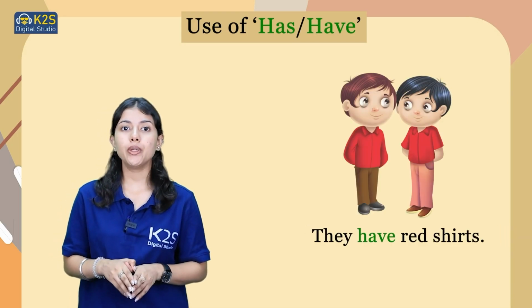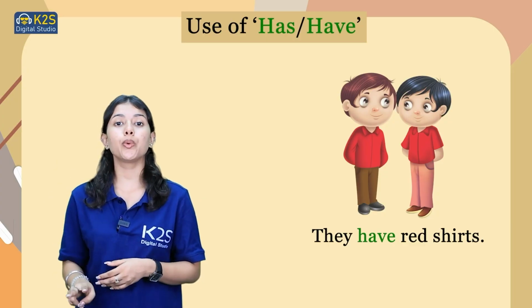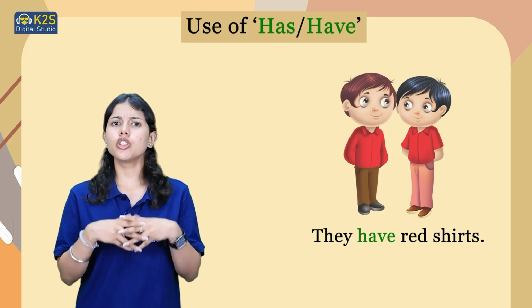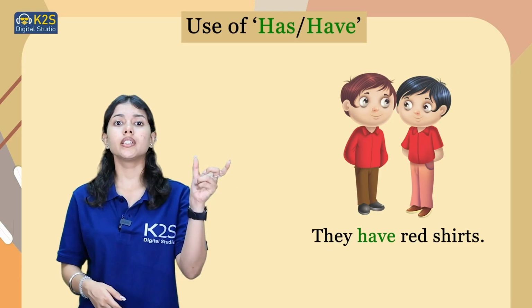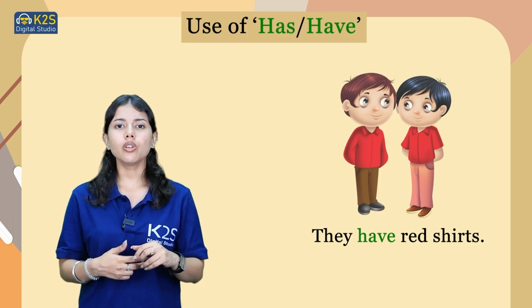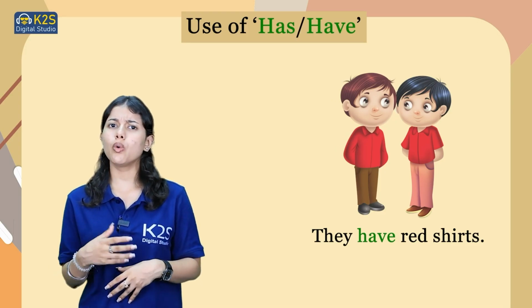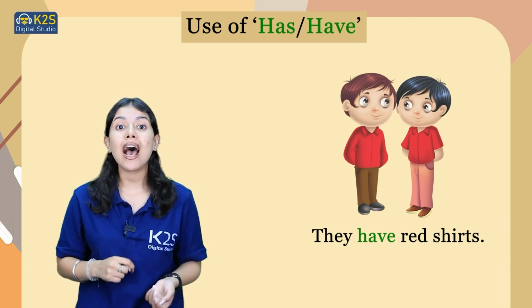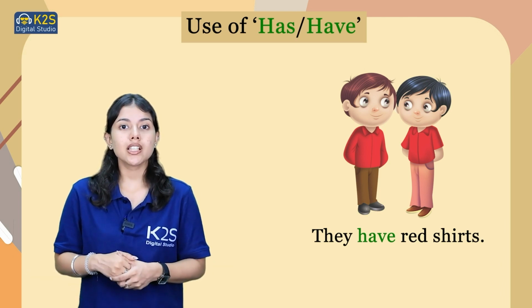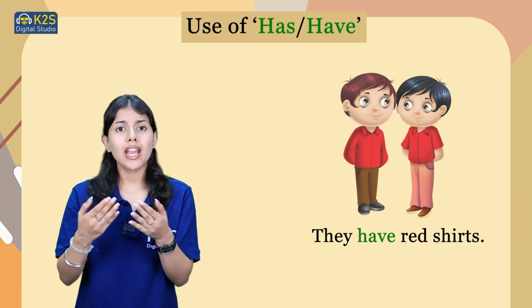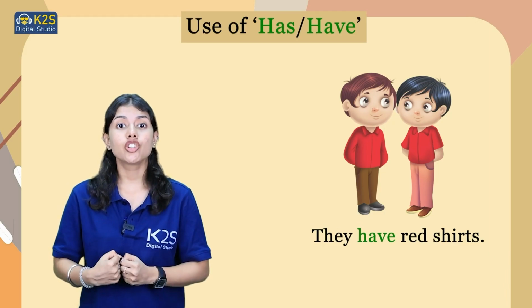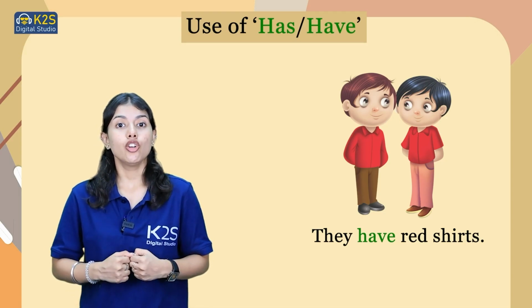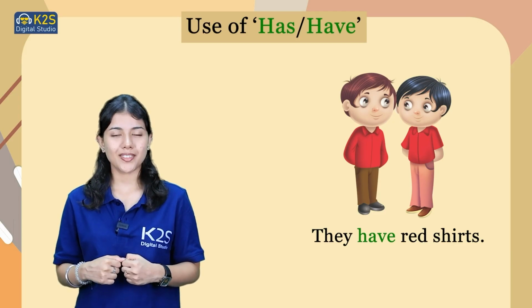Now let's look towards the second example. You can see that there are two boys who are wearing red color shirts. So to denote the boys, we use the word they. Can you tell me what is the word we are going to use with the word they? Correct. Have. So the sentence will be they have red shirts.